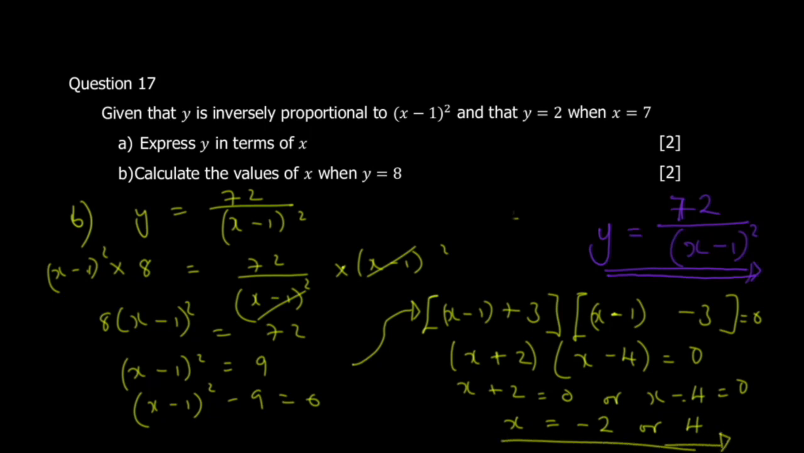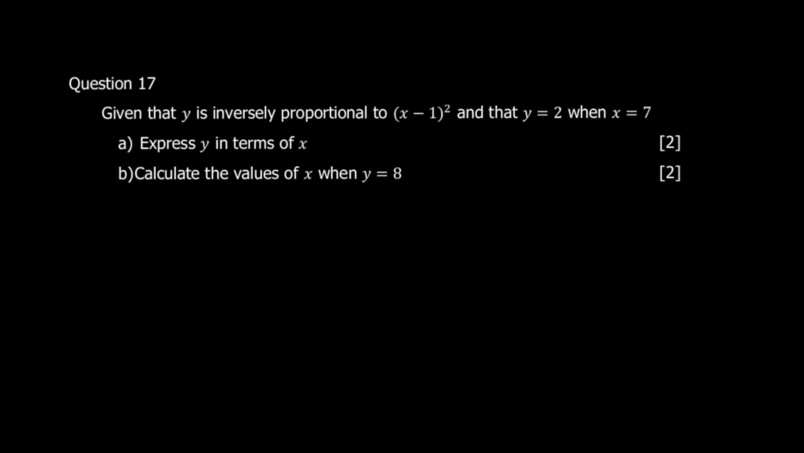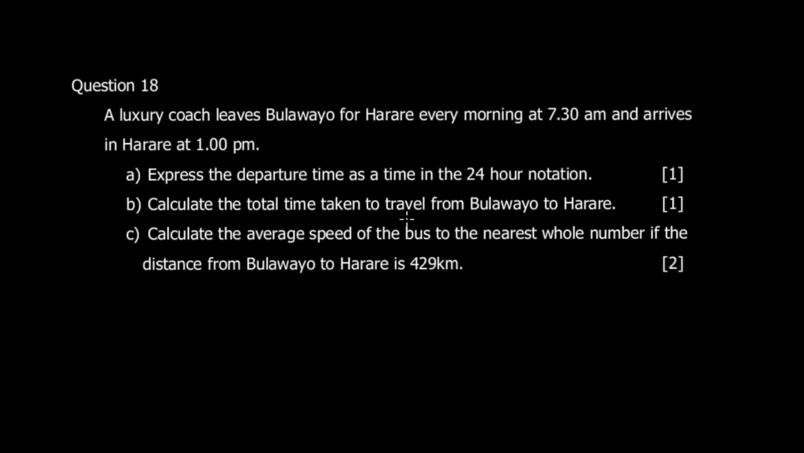That's it. So let's quickly move to question 18. Question 18 says a luxury coach leaves Bulawayo for Harare every morning at 7:30 a.m. and arrives in Harare at 1 p.m. Express the departure time as a time in 24-hour notation. So the departure time means when the bus leaves. So it's 7:30 a.m. This one is the 12-hour notation.